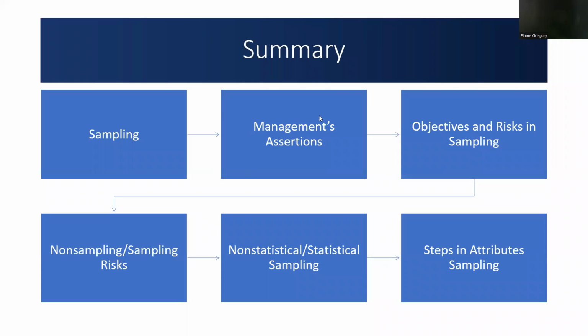So in summary of this review of part 1 of chapter 8, we talked a little bit about sampling, what management's assertions are, the objectives and risks in sampling, non-sampling and sampling risks, non-statistical and statistical sampling, and steps in attribute sampling. So be sure to read the chapter, reach out to me if you've got any questions, and I'll see you in the classroom.